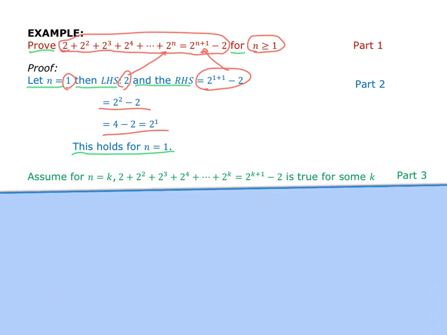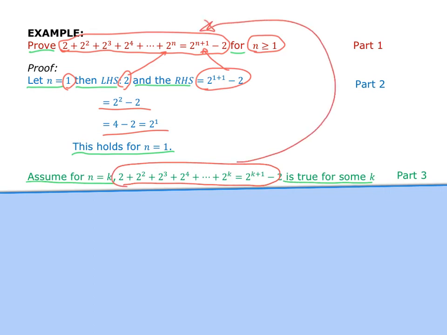So we assume this is true for n equals k. Again, underlining what you expect to see in all of them. Assume n equals k is going to be true for all of them, and the statement is true for some k. This is the part that you fill in, which comes directly from here, just replacing wherever you see n, you replace it with k.